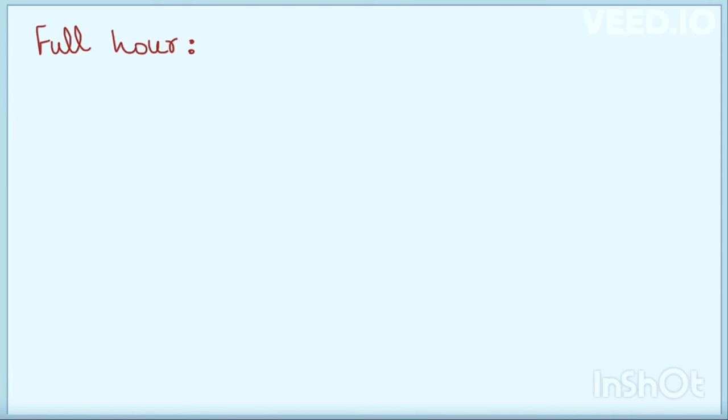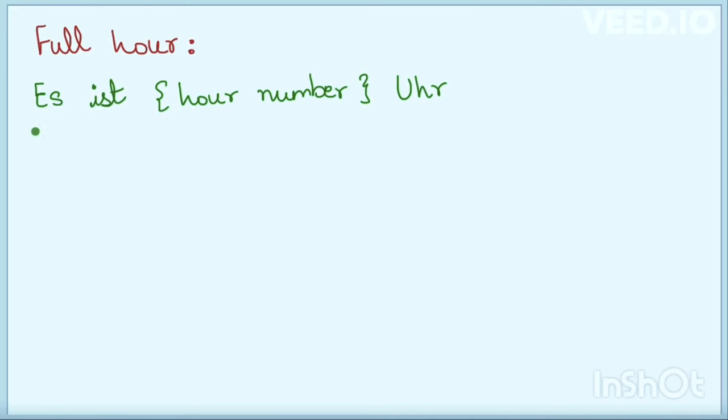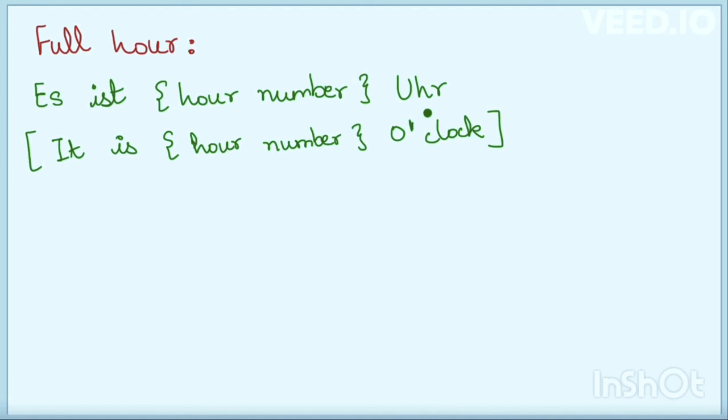When we have the full hour, we use the following sentence structure to tell the time. Es ist, the number, Uhr. This means it is the number o'clock. So if you wish to say it is 1 o'clock or 2 o'clock, we say es ist ein Uhr.